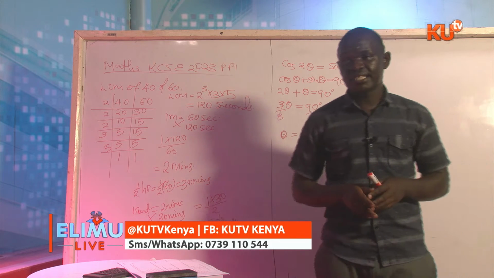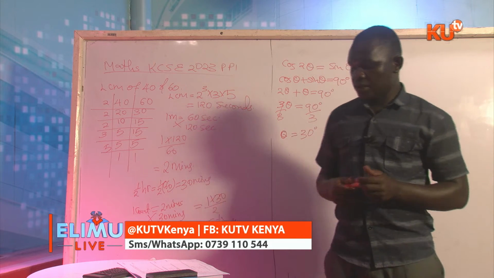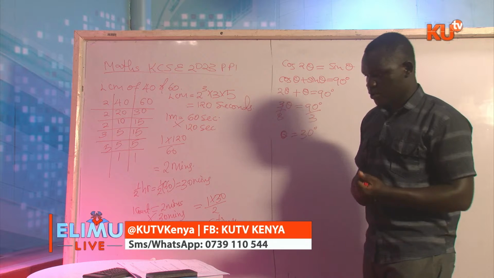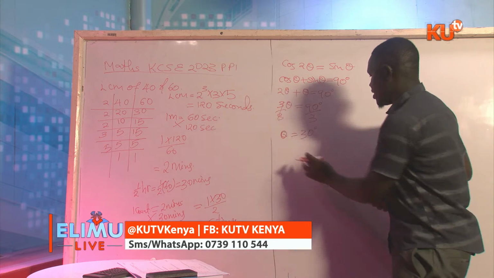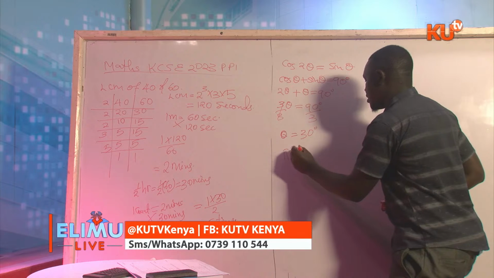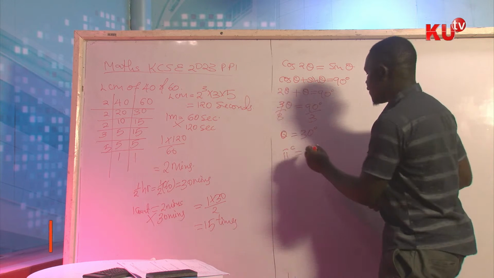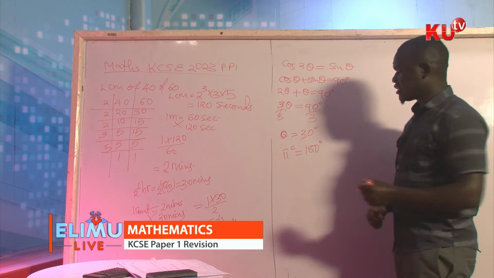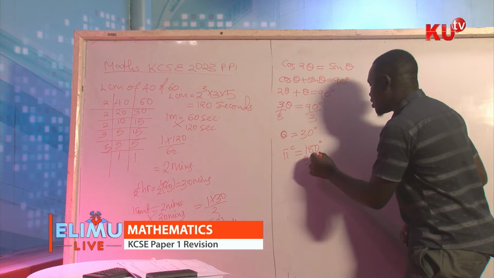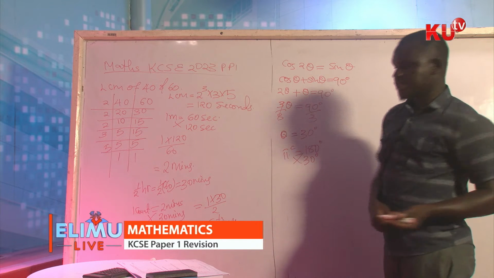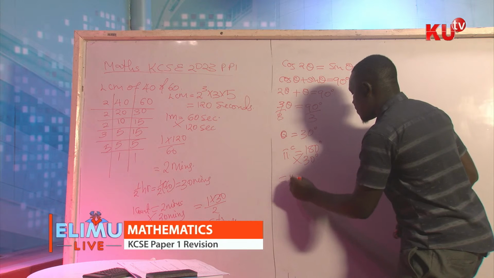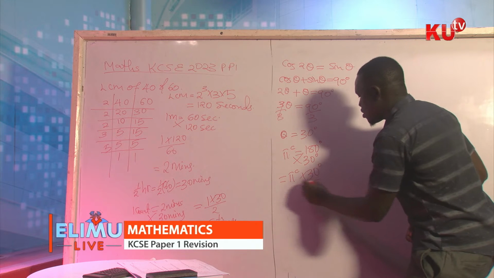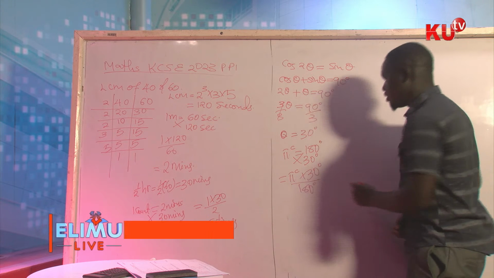So this also tells you that as a student, you have to be very keen with such questions. Sometimes they give that challenging bit so that you lose some marks. So what you know, dear students, is that pi radian is equivalent to 180 degrees. So if pi radian equals 180 degrees, what about these 30 degrees? How many pi radians does it represent? So this will be pi radian times 30 degrees over 180 degrees.